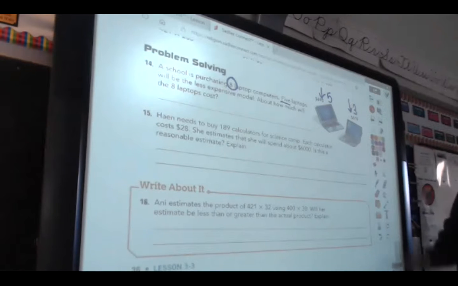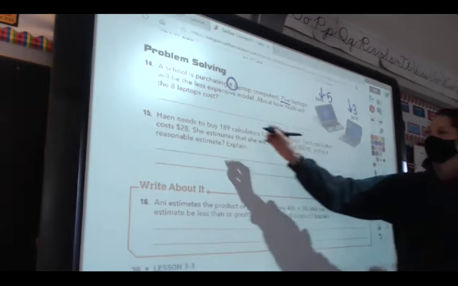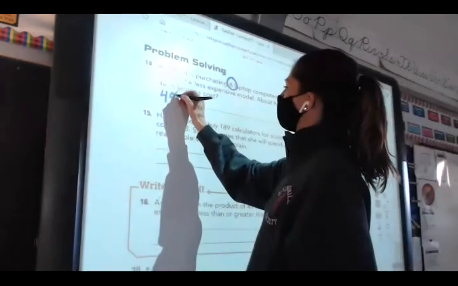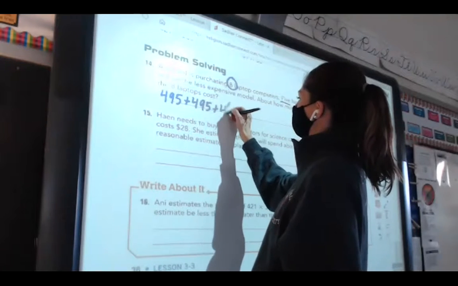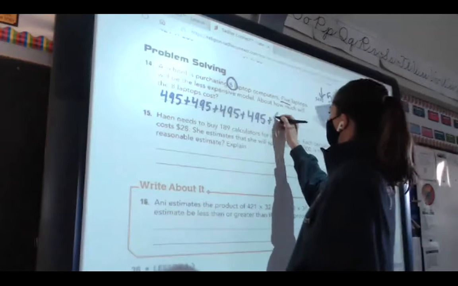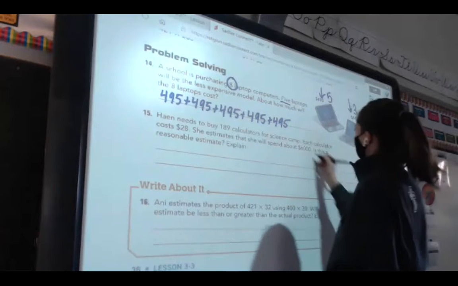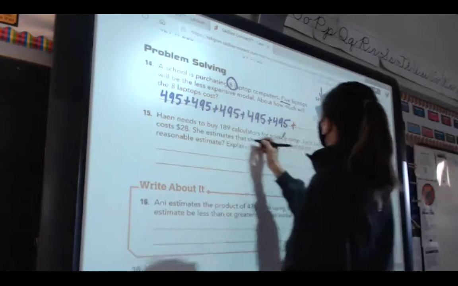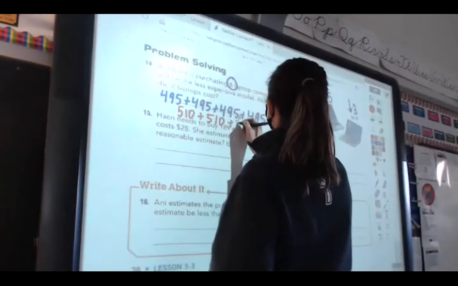The other 3 will be the more expensive model. How much will they cost altogether? So if I had 5 of these, I'd be going 495 plus 495 plus 495, right? How many times do I have to do this? 5 times. But then I'm going to add the 3 that are more expensive, plus 510, plus 510, plus 510.